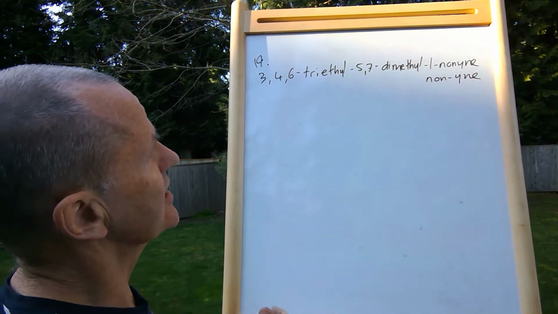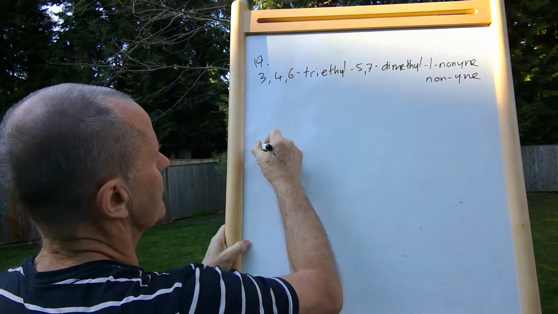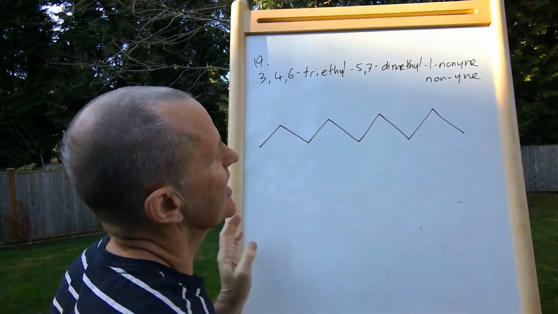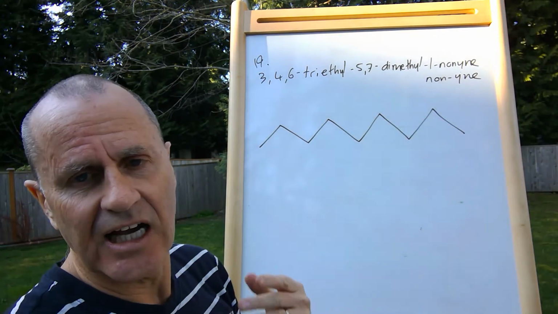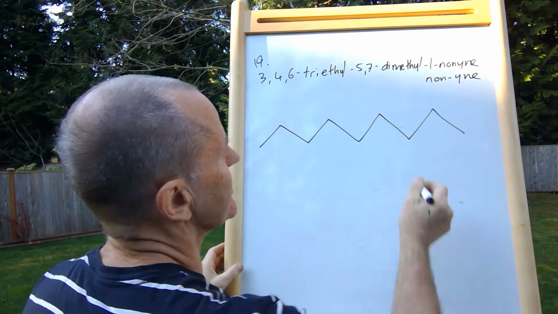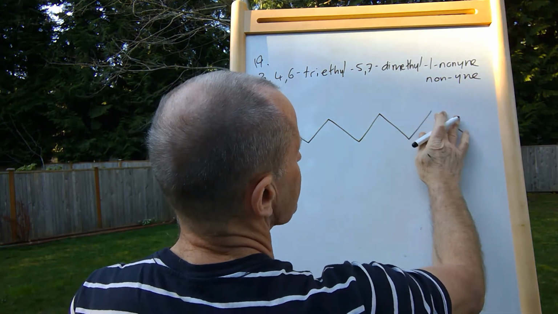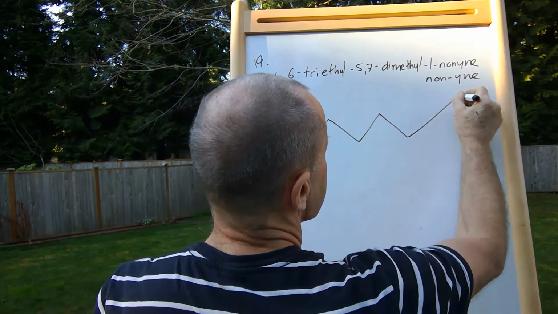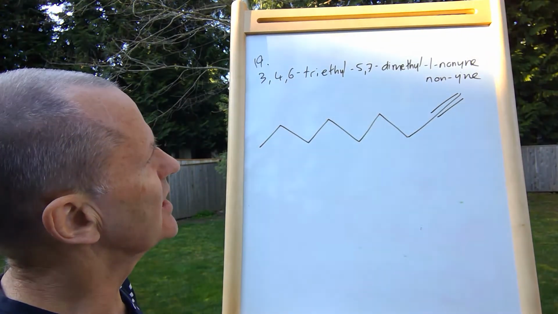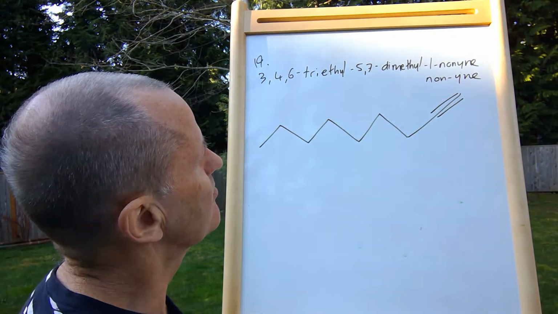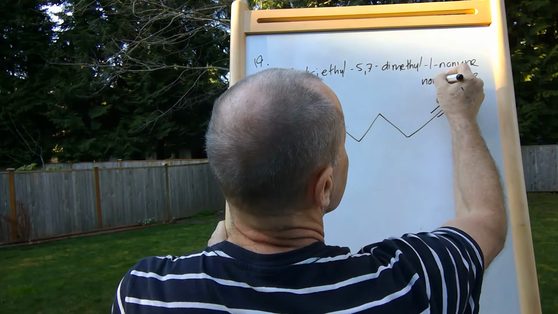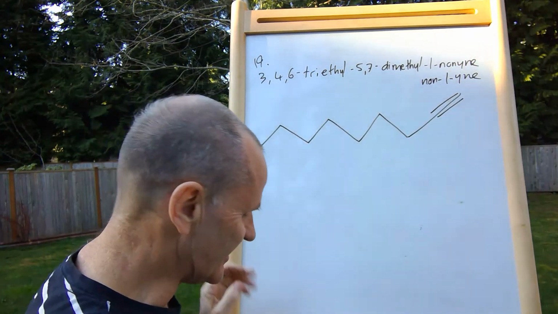So here I start, and normally I would be going 1, 2, 3, 4, 5, 6, 7, 8, 9. But I can't do that because the triple bond is going to make a straight line. And here it is. So I actually have to make that like that, because the triple bond means that there will be a straight part of the molecule. So here's my non-1-yne. I forgot to write that before.